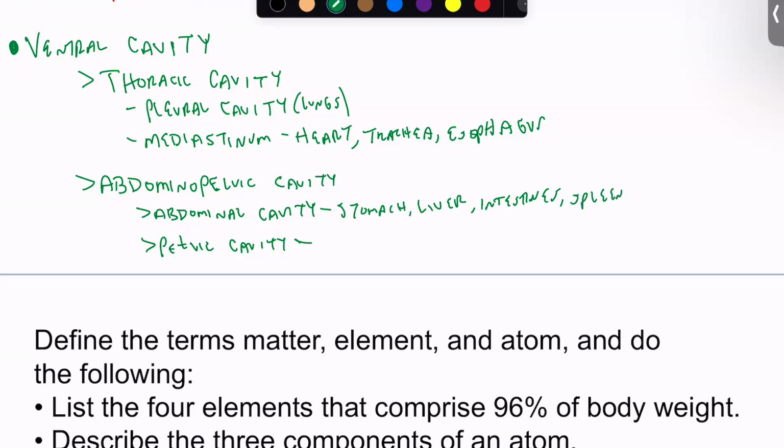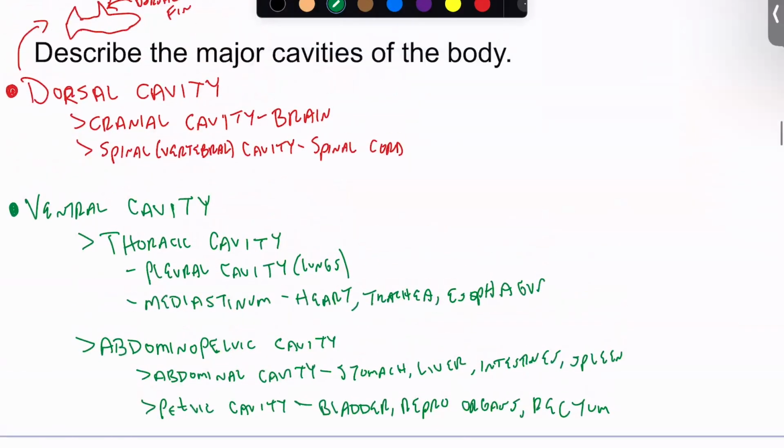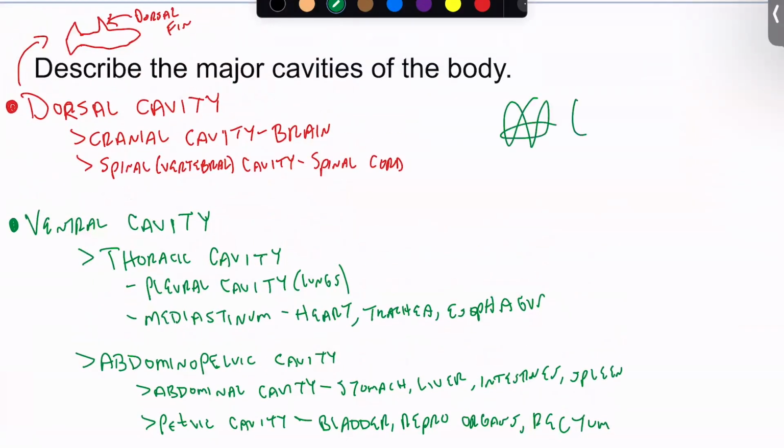And then in your pelvic cavity, you're thinking things like your bladder, reproductive organs. So let's put repro organs. And then rectum. So I would advise look up the picture if this doesn't make sense, but I think after you see the picture, it should make a little bit more sense for you.